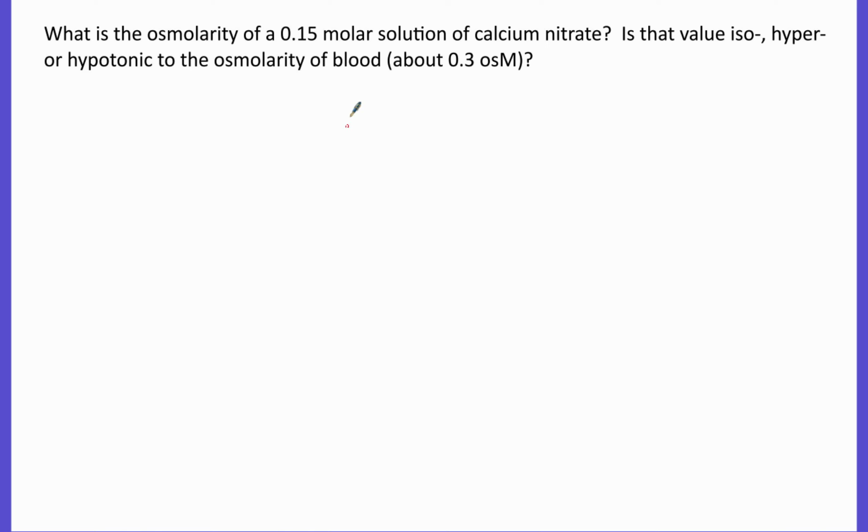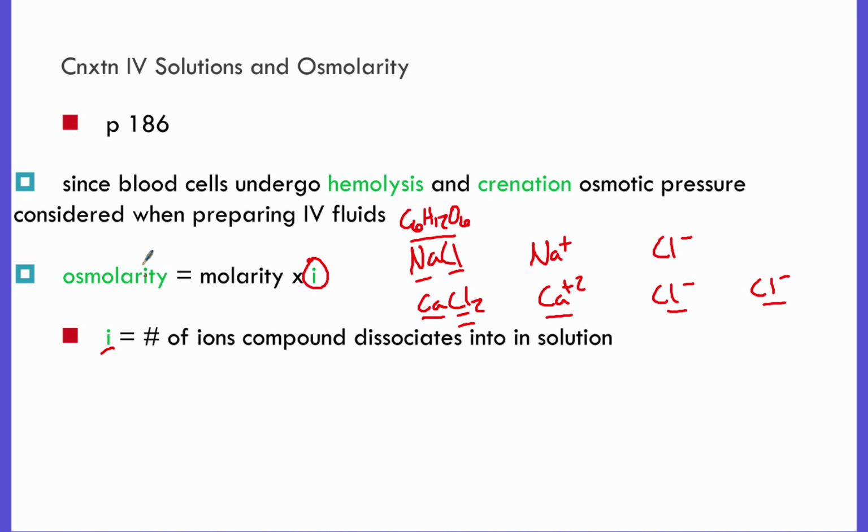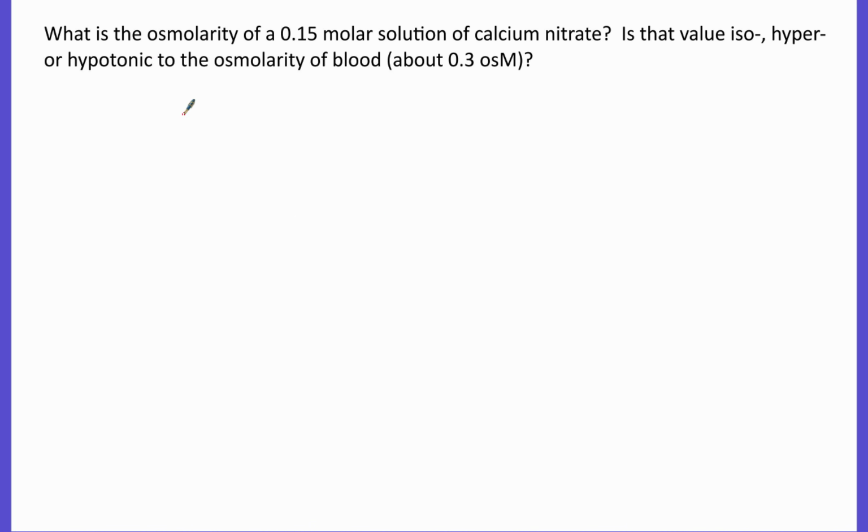Otherwise, to use it, you just do problems like this. If I have a 0.15 molar solution of calcium nitrate, in order to find out whether it's iso, hyper, or hypotonic, I have to first turn that into an osmolarity. So my equation is osmolarity equals molarity times I. It'd be a little easier to follow if it looked more like this. Osmolarity, this is my symbol for that, is equal to molarity times I. I'll use that as an equation.